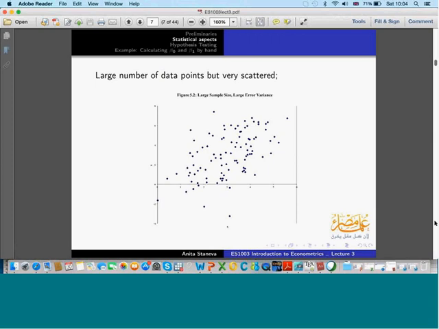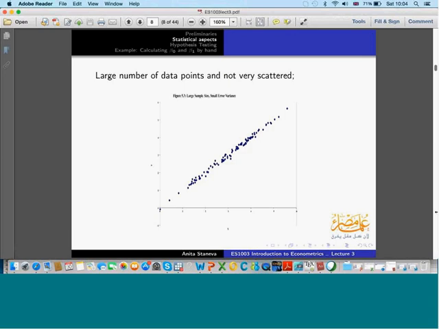We still are not feeling confident because of this large variation in these error terms. In the next figure, we again have a large number of data points and they're not so scattered. So we see there's a small variance of the error terms and we are more confident to fit the straight line here, rather than in the previous figures.